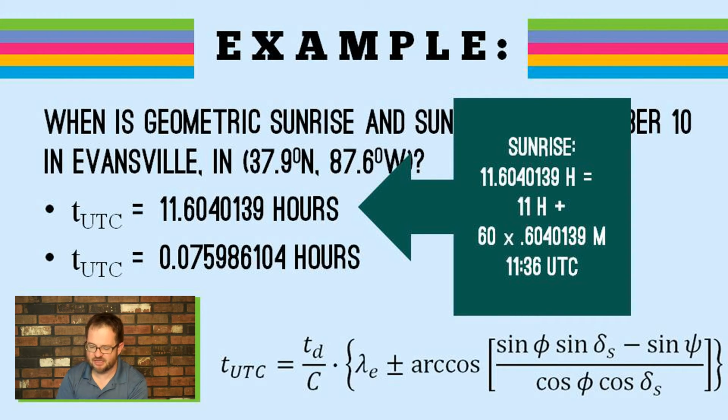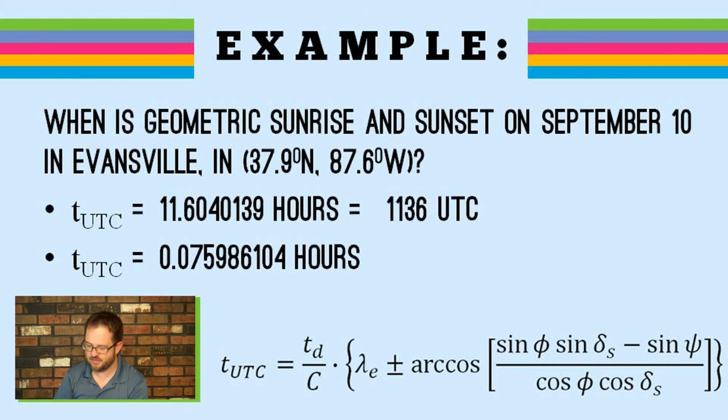Now what do these numbers mean? 11.6 hours means that it is 11 hours plus 0.6 hours. 11 hours plus 0.6 of 60 minutes is 11 hours and 36 minutes. So it is at 11:36 UTC that the sun rises in Evansville on September 10th.